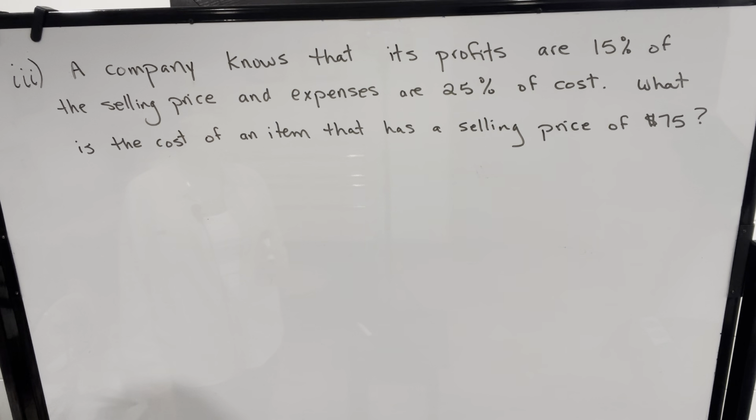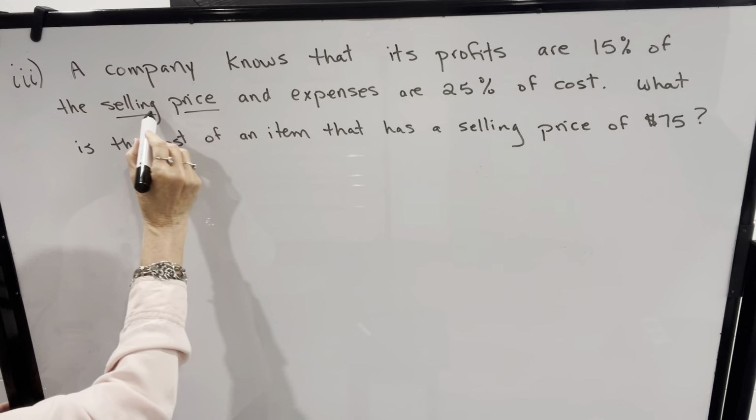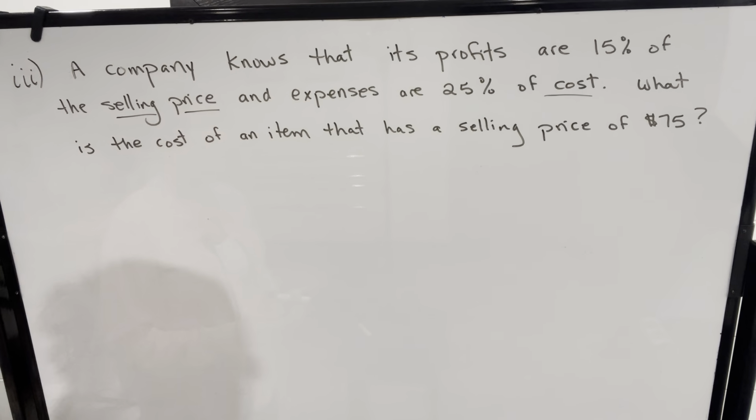Our next example says a company knows that its profits are 15% of the selling price and expenses are 25% of cost. So you have to be careful here. The profits are based on selling price and expenses are based on cost. What is the cost of an item that has a selling price of $75?